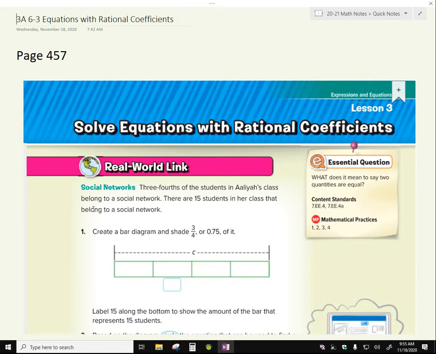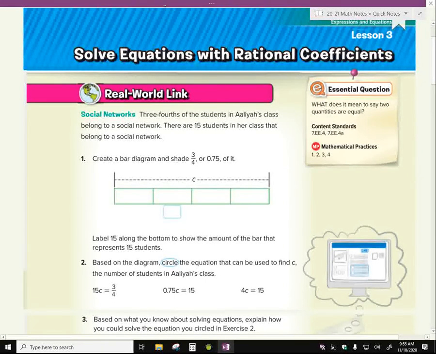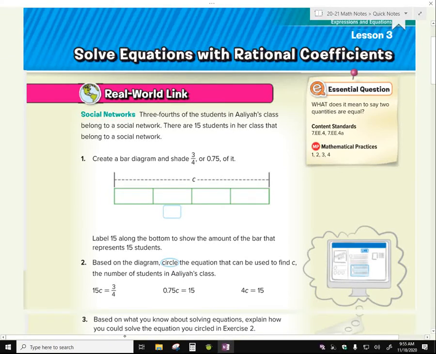So social networks. Here's one of those "I'm hip, I'm with it" situations that a textbook is doing. I'm going to read it this way. 3/4 of the students in Aaliyah's class belong to a social network. There are 15 students in her class that belong to a social network. So, using modern terms, it means that they're on Insta, maybe. Yeah, that would be fitting.